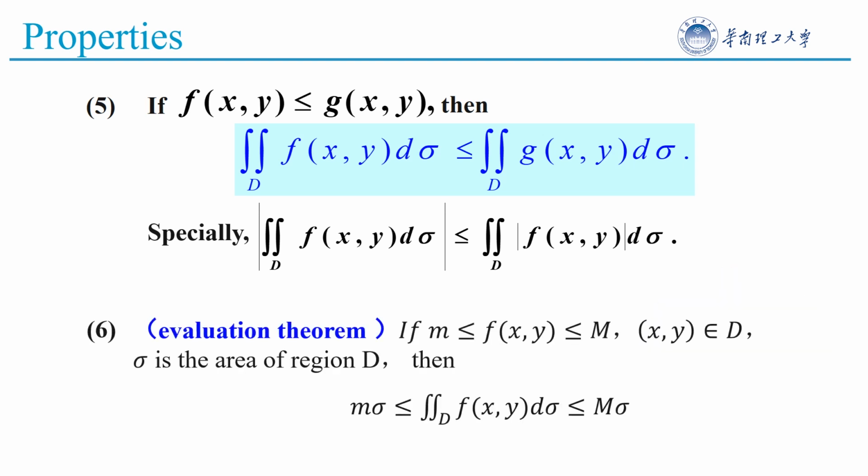Evaluation theorem. If f(x,y) is greater than or equal to small m and less than or equal to capital M over region D, and sigma is the area of region D, then we have the double integral of f(x,y) over region D is greater than or equal to small m times sigma and less than or equal to capital M times sigma.